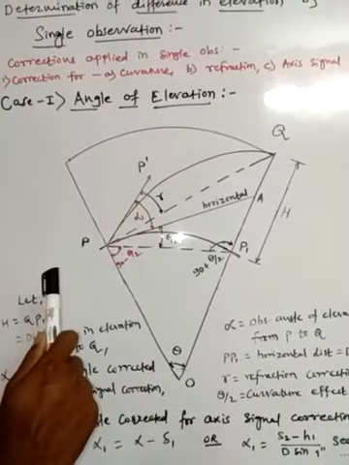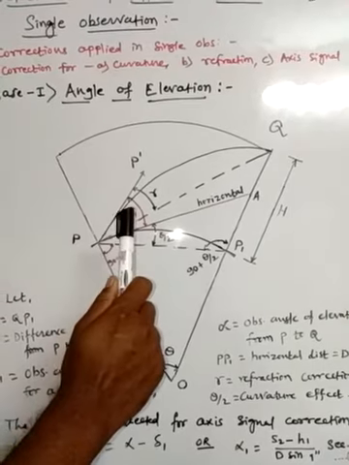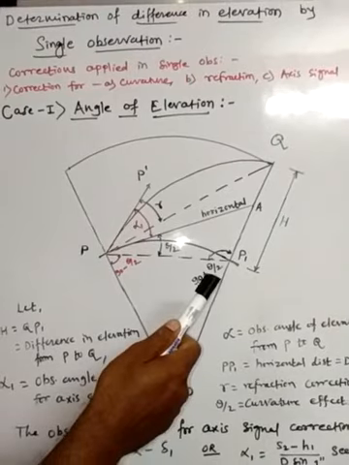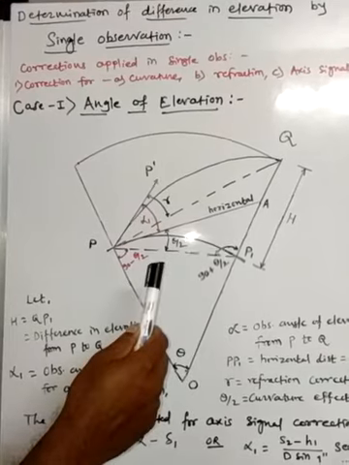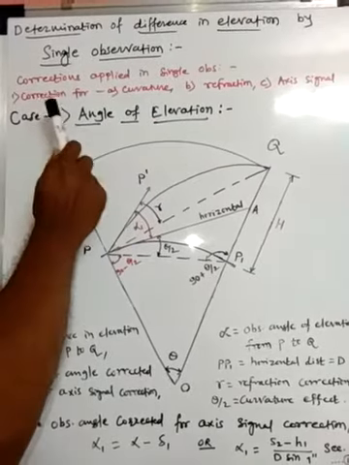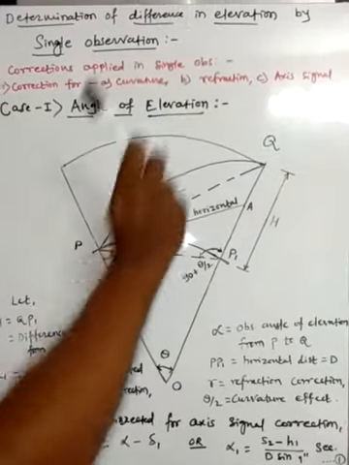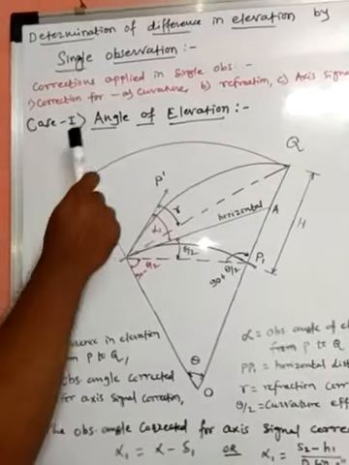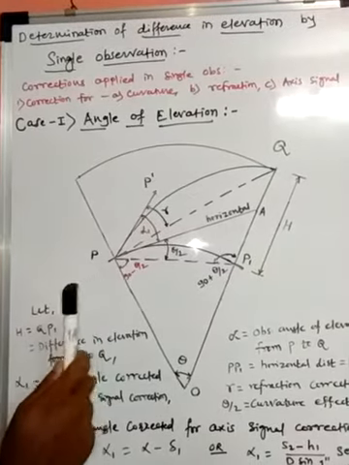The difference in elevation can be determined either by single observations made from one station, or by reciprocal observations. Single observations may be corrected in the following cases. The corrections applied are correction for curvature, correction for refraction, and axis signal correction. So the determination of difference in elevation by single observation has three cases. Let's see the first case, that is angle of elevation.